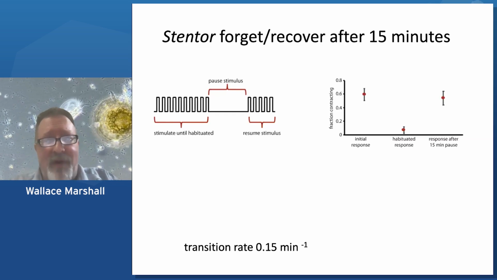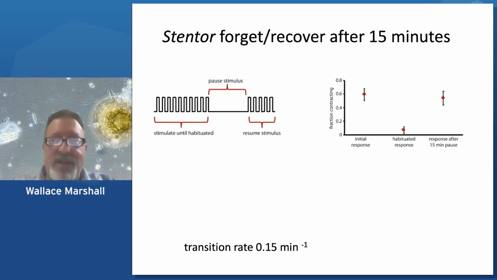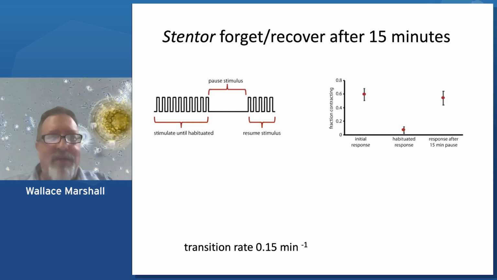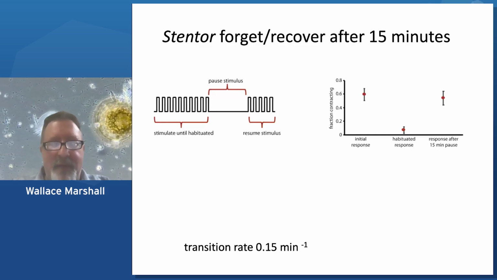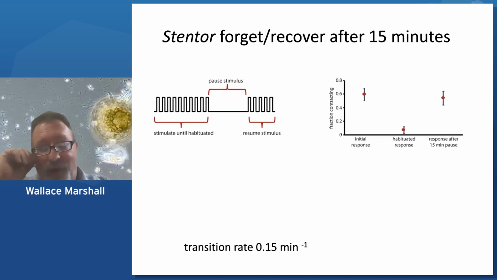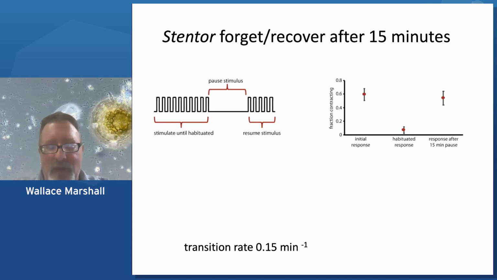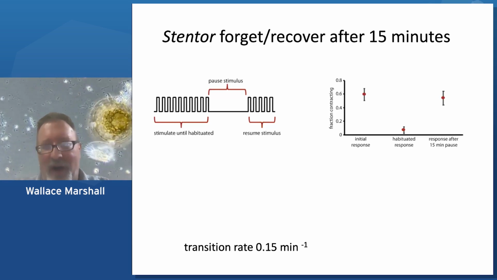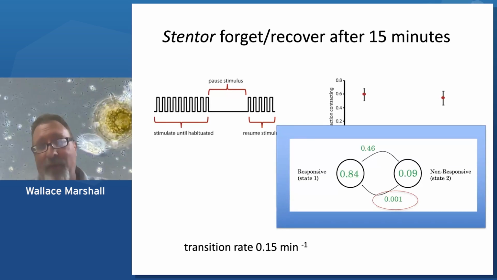If we compare the contraction probability of completely untrained cells, so that's the initial response, the probability of contracting once they're fully habituated after that first set of stimuli, which is called the habituated response on the right. And then if we turn off stimulus for 15 minutes, almost all the cells go back to the fully contracting state. So that means that basically the transition rate from the fully habituated state to the responsive state is happening at a rate of a fraction of a minute. It's very, very fast.